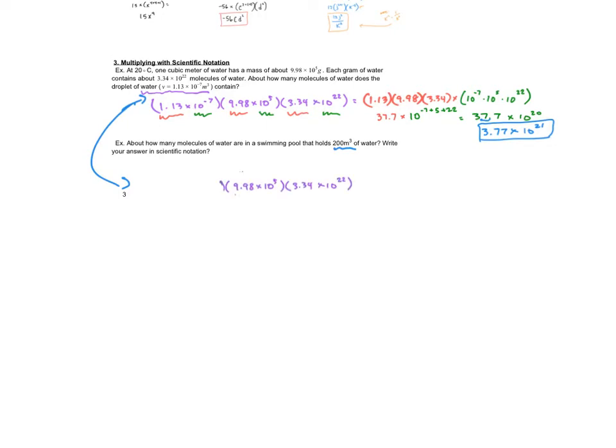But we're going to change the amount of volume that we were using, and that is going to be 200 cubic meters, which in scientific notation will be 2 times 10 to the second. Now as we go ahead and do the math here, we're going to have 2 times 9.98 times 3.34 times 10 to the second times 10 to the fifth times 10 to the 22nd.